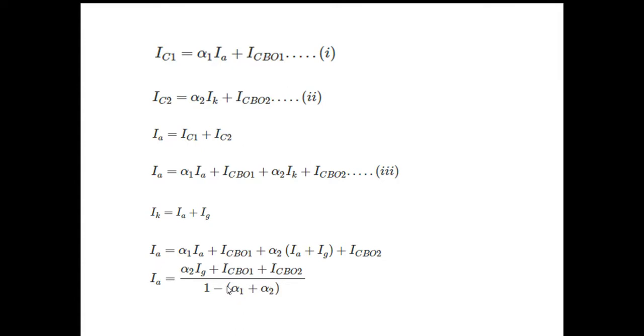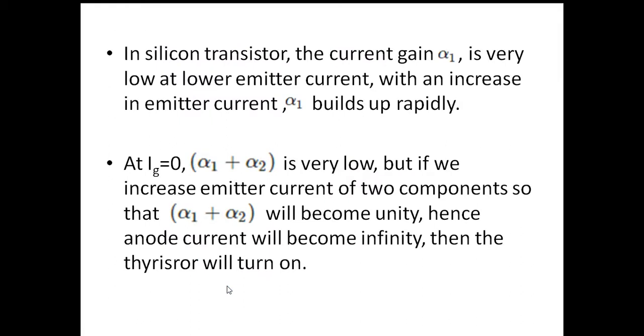So that means when we are applying input to the emitter current, when we are giving input to the emitter of the transistor, then alpha 1 and alpha 2 will increase. Whenever the sum of alpha 1 plus alpha 2 is equal to 1, then the transistor will conduct. Therefore, when both the transistors are in conduction, the thyristor will turn on.